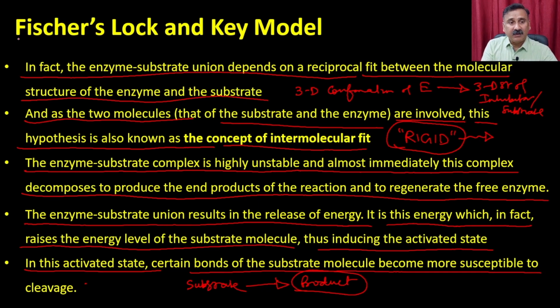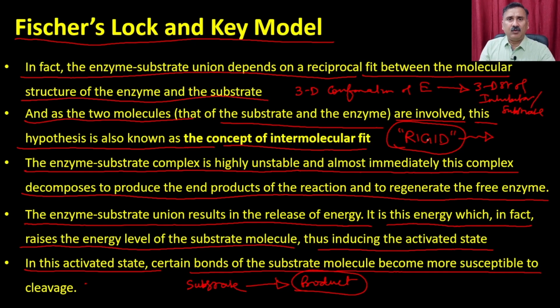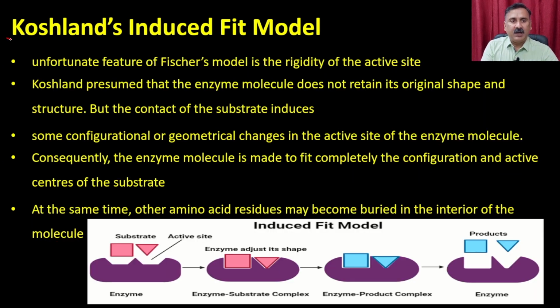So the assumption that the active site is a rigid body was one of the major drawbacks of this lock and key model. It was very attractive and explained many of the phenomena, but it was not able to explain why the active site should be rigid, because if the active site is rigid, it will not facilitate the movement of the residues. So to explain this phenomenon better, another model was proposed, and that is called Koshland's induced fit model.